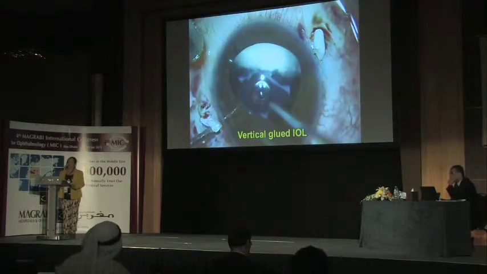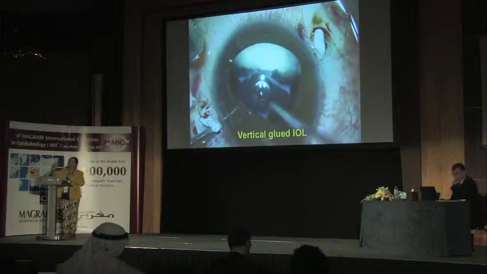So we have to manage with whatever lenses we have. These are three-piece intraocular lenses used for glued IOL. So to manage that problem, instead of doing a horizontal glued IOL, you can make the flaps at 12 o'clock and 6 o'clock, and we call it a vertical glued IOL.